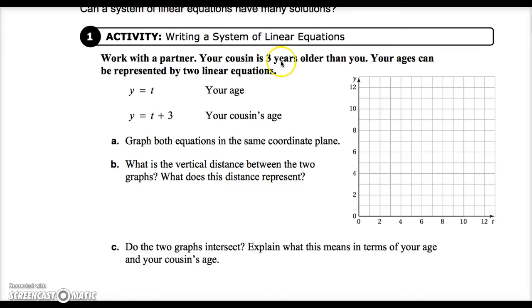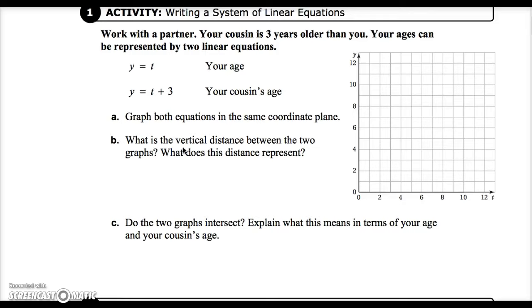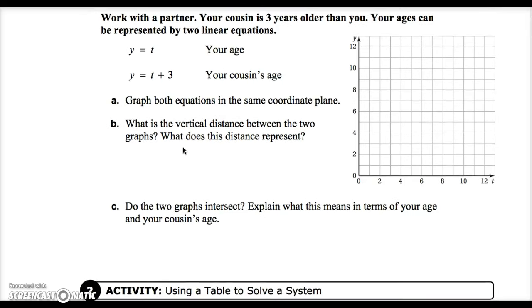It says your cousin is 3 years older than you. Your ages can be represented by two linear equations. So your age is y equals t. So t would be however old you are. And then your cousin's age would be y equals t plus 3. So your age plus 3 because he's 3 years older than you. Now, part A says graph both equations on the same coordinate plane. So we have a graph over here to the right, and we're going to simply graph both of those.